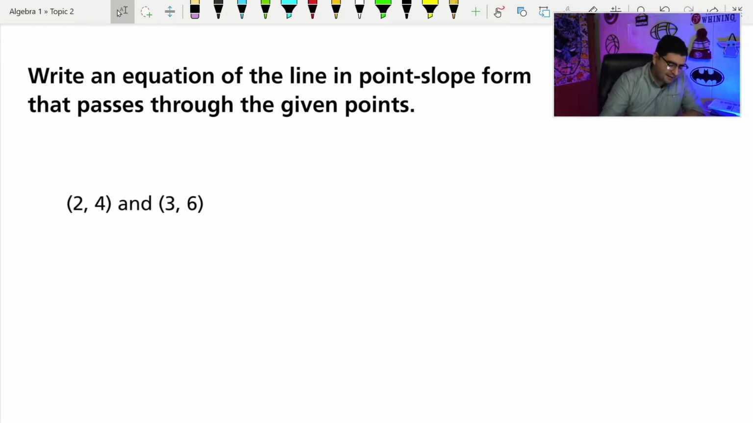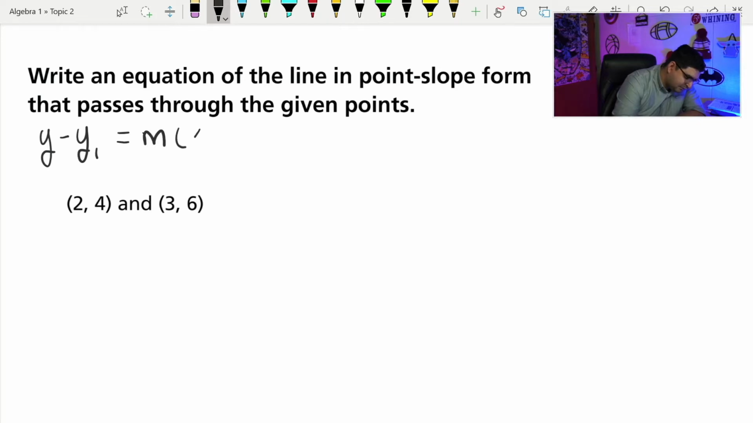So as always, I'm going to go ahead and write down my point slope form equation, which is y minus y1 equals m times x minus x1. And for this problem we're actually going to need to use the slope formula, which is m equals y2 minus y1 over x2 minus x1.